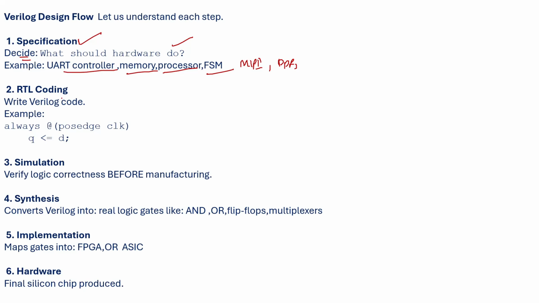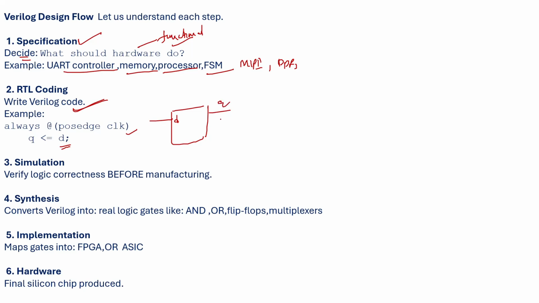And then RTL code. RTL code is used for writing the code. RTL coding is whatever the functionality is, we implement that functionality through Verilog code only. See, always @(posedge clock) q = d. So this is a D flip-flop. We are implementing the D flip-flop.